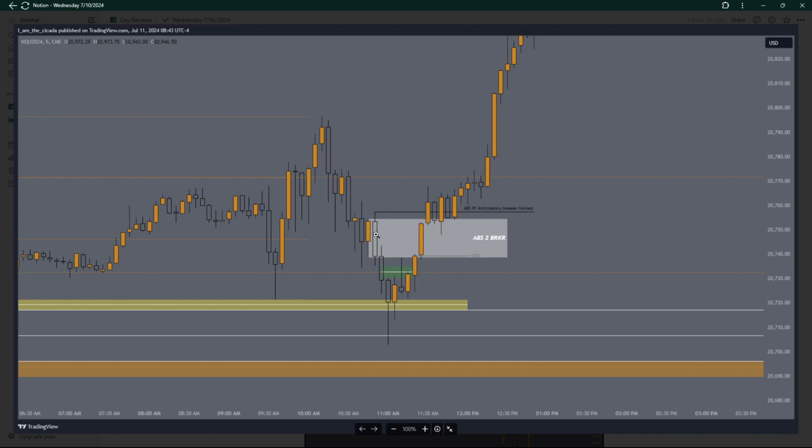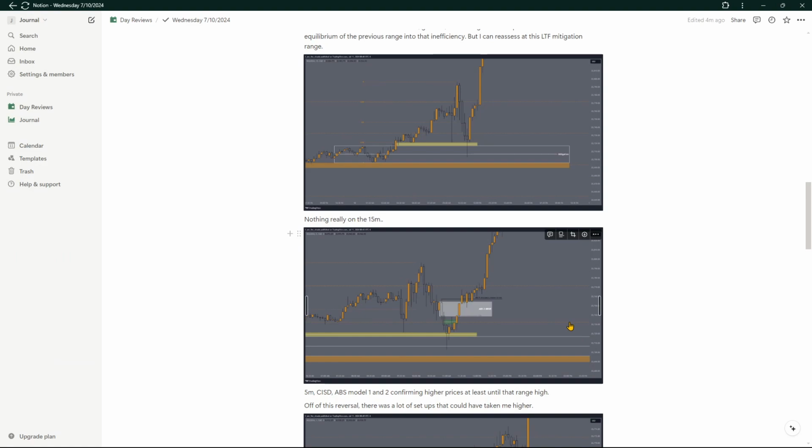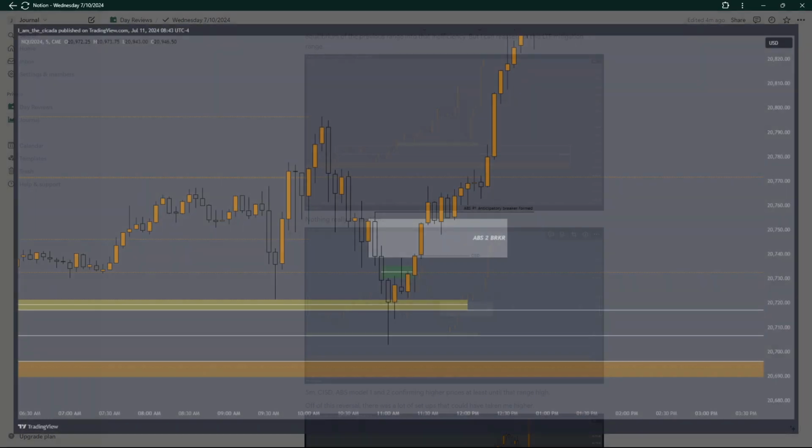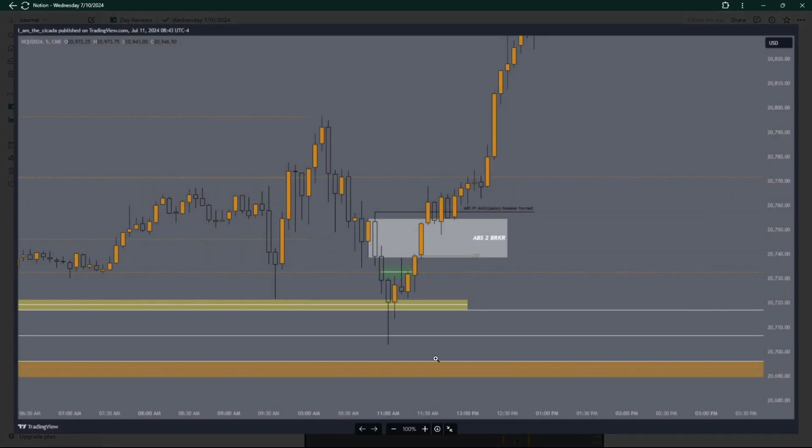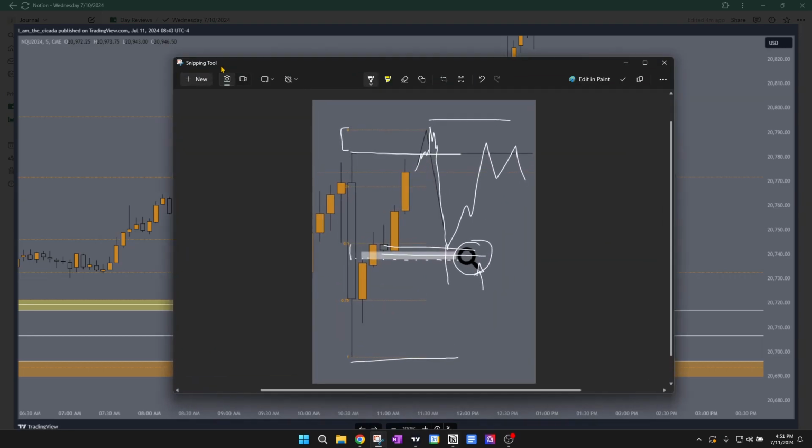But you can see that we create the breaker and we move back into it, and we have a fair value gap in here, which gives us a unicorn, and then we move higher, take out the range high, which means that my assessment for the initial one went as planned. So, for example, here, let me get my sticky tool out.